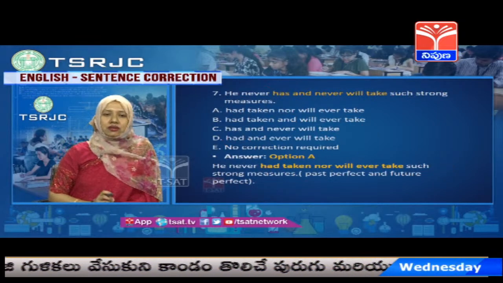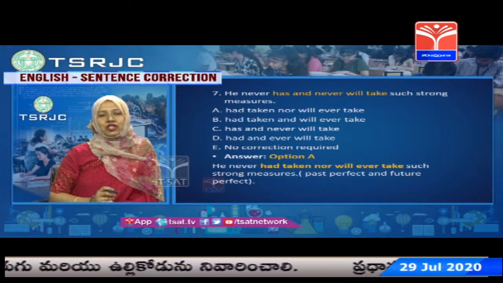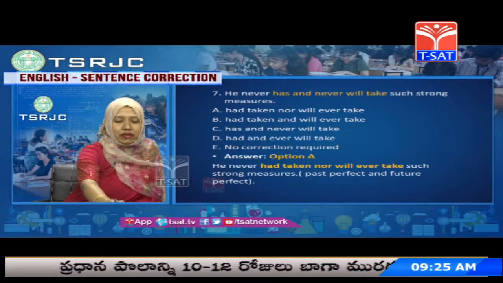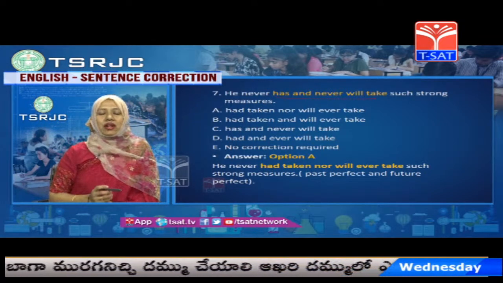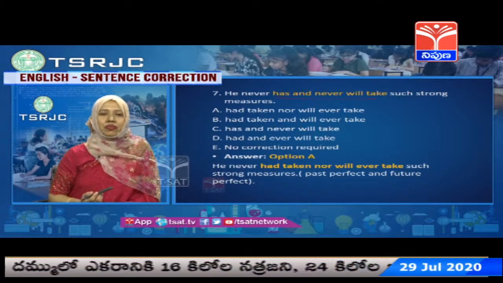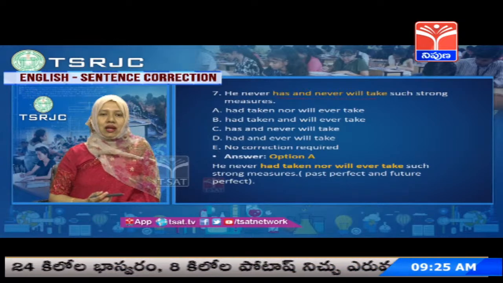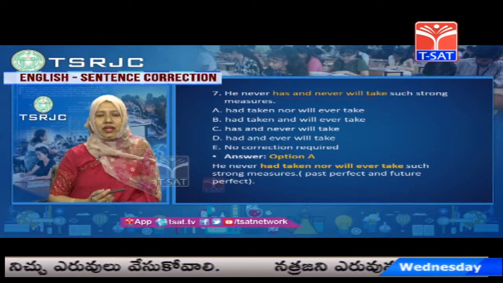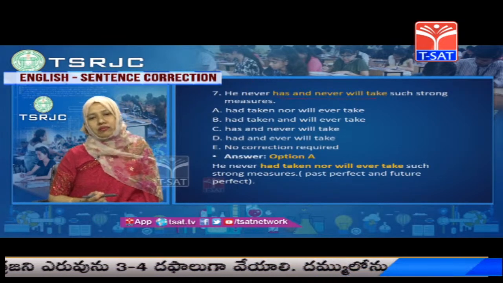Let's move to the next. He never has and never will take such wrong measures. Now again there is a mistake in the highlighted words, has and never will take. Now let us look at what the mistake is here. First let us read the options. Had taken, nor will ever take; had taken and will ever take; has and never will take; had and ever will take. Option E, no correction required.